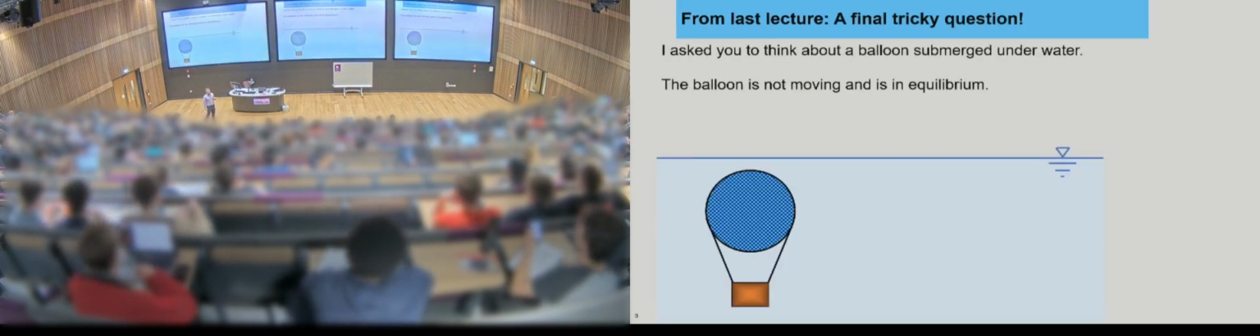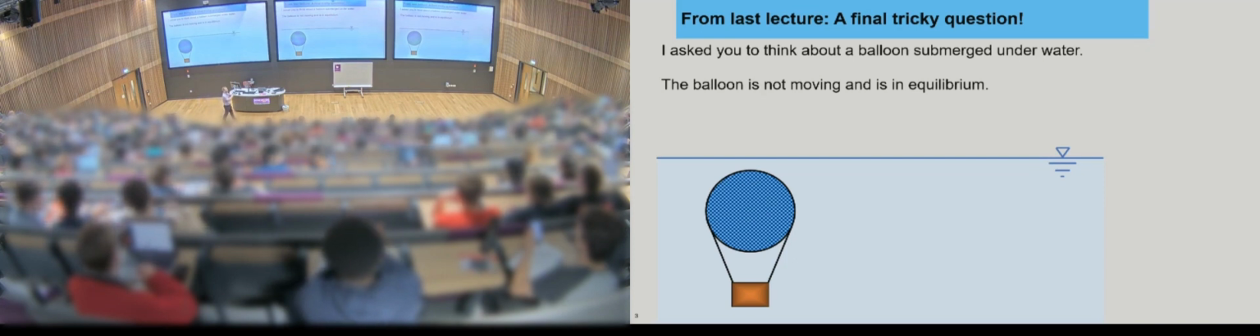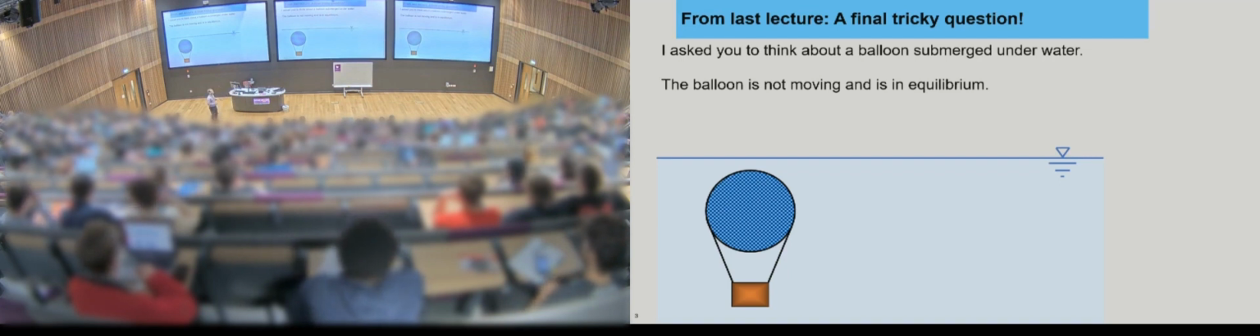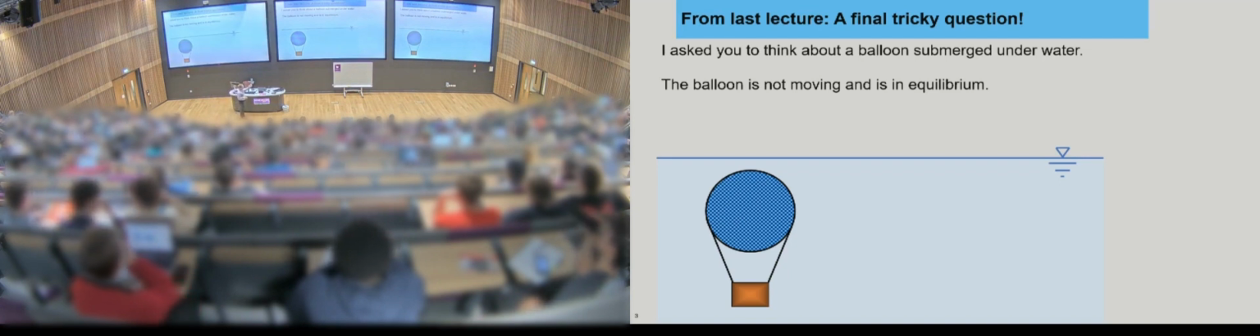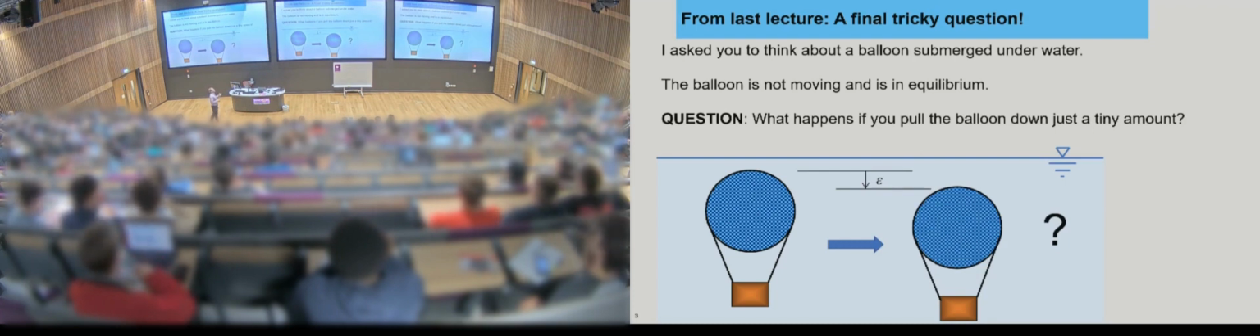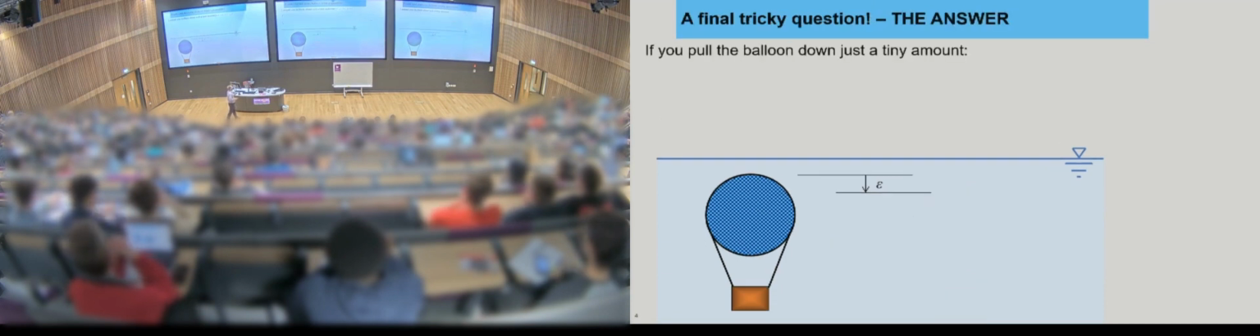I asked you to think about a balloon submerged in water. Initially, that balloon is not moving and it's in equilibrium, which means that the weight down is balanced by the buoyancy force upwards. But then I said, what happens if I move the balloon down just a tiny bit? Well, let's think about the physics. You have to work through the physics in this particular problem to understand it.